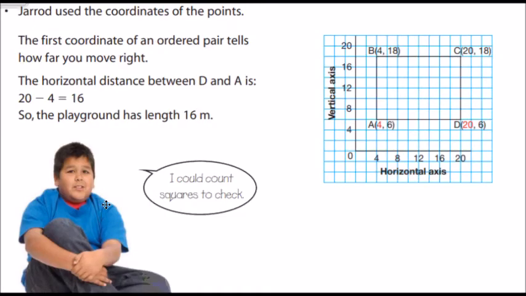Jared solved this in a little bit of a different way. He used the coordinates of the points. The first coordinate of an ordered pair tells how far you move right. If I want to know the horizontal distance between point A and point D, I can just look at the first coordinate, or input coordinate, and figure out how far apart they are. So if I take 20 and subtract 4, I get 16. So I know that the playground has a length of 16 meters.